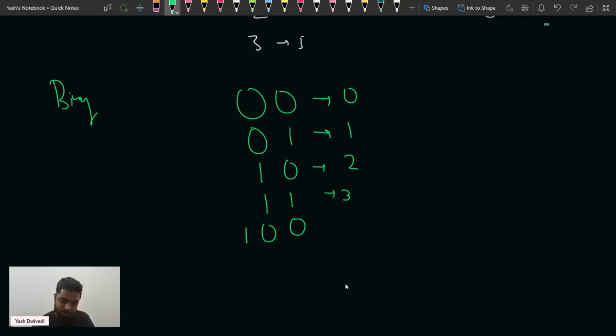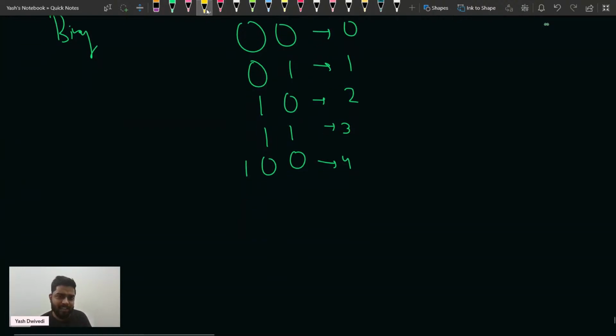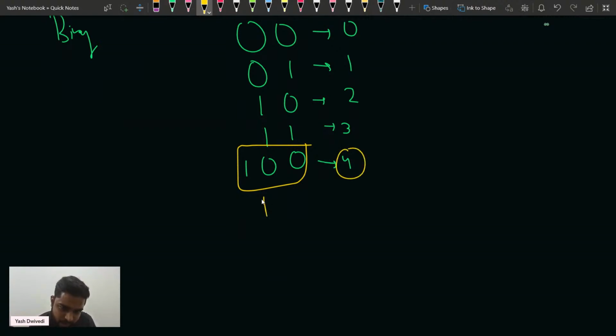This will also be 0, right? So this will be nothing but 4. So that is the game with the bases. Now, for representing 4, how many digits am I taking overall? I can say 3, correct?